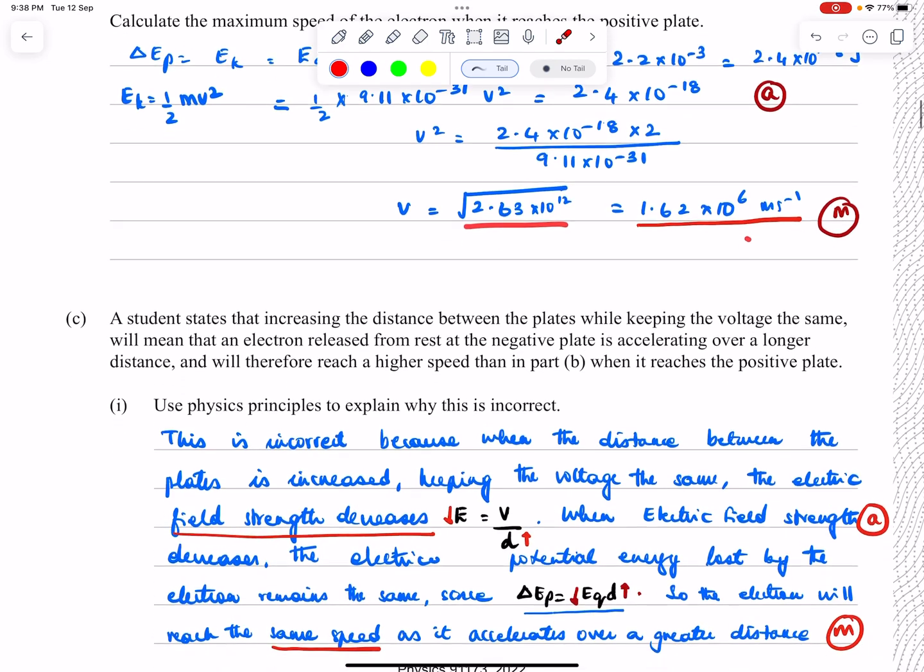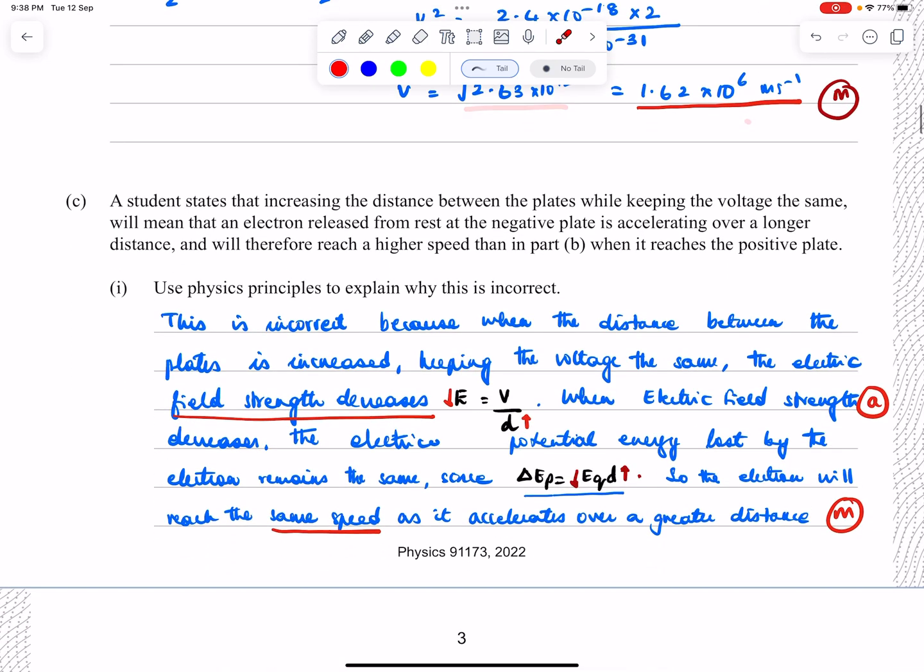Now, a student states that increasing the distance between the plates while keeping the voltage the same will mean that an electron released from rest at the negative plate is accelerating over a longer distance and will therefore reach a higher speed than in part B when it reaches the positive plate. And we've got to use physics principles to say why this is not correct. This is incorrect because when the distance between the plates is increased and the voltage is the same, the electric field strength decreases because E is V over d. So if d increases, that decreases.